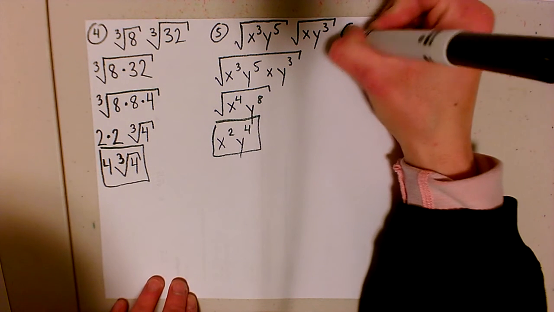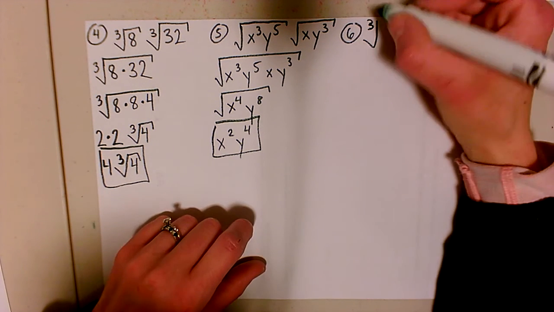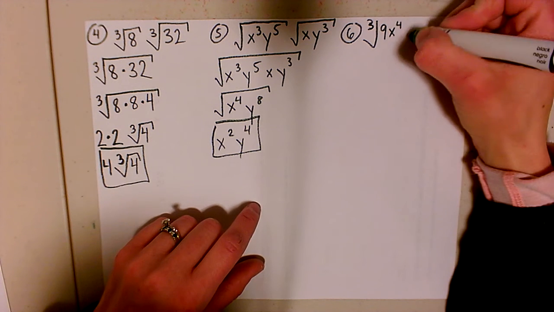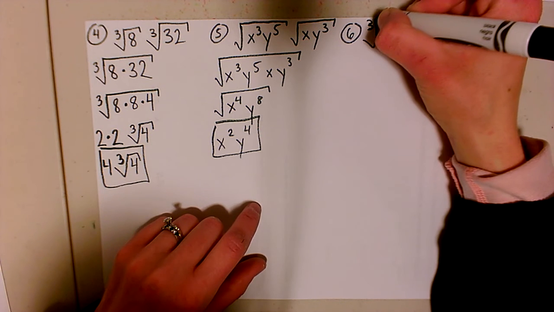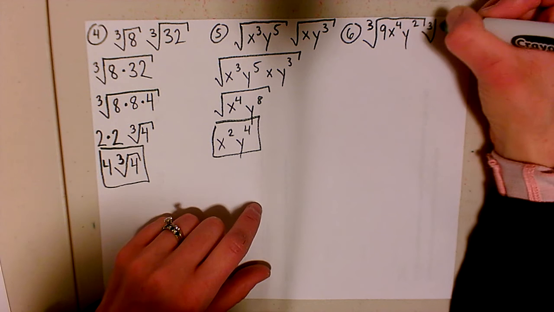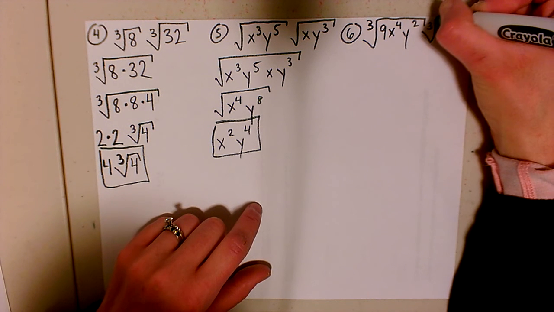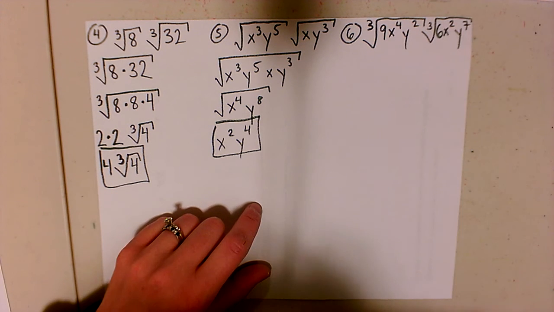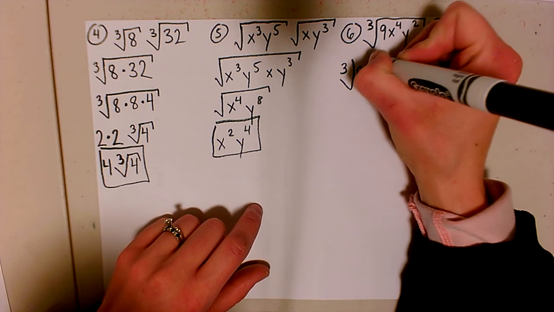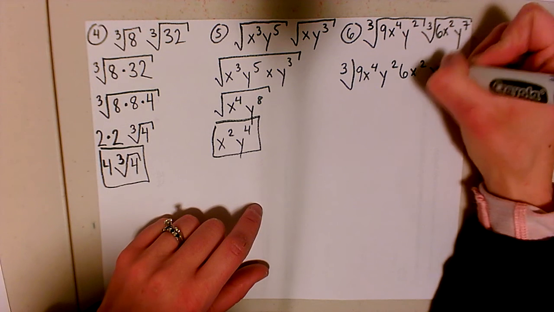Moving on to number 6, we have the same situation, but with cube roots. So I'm going to have the cube root of 9 x to the 4th y squared times the cube root of 6 x squared y to the 7th. Okay, so multiplying these out, we'll have a cube root. So I'm just going to put everything underneath one radical so we can see what it looks like.